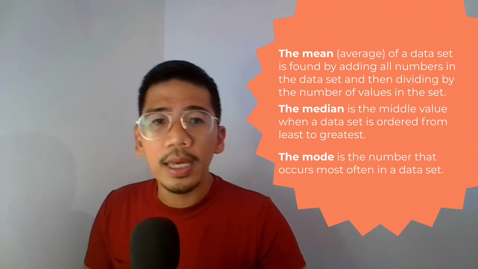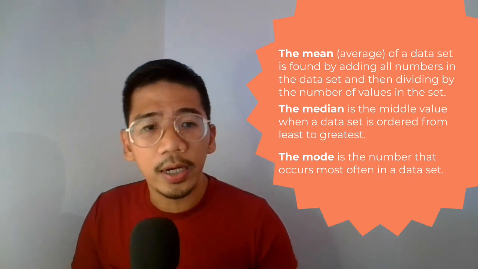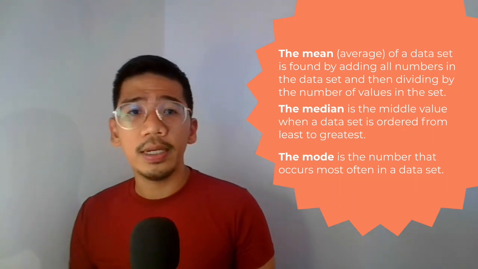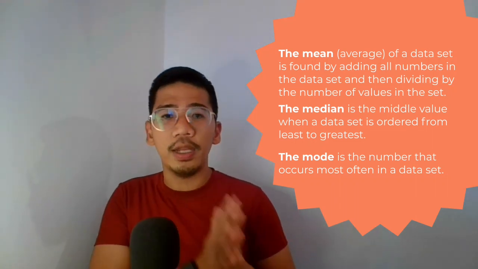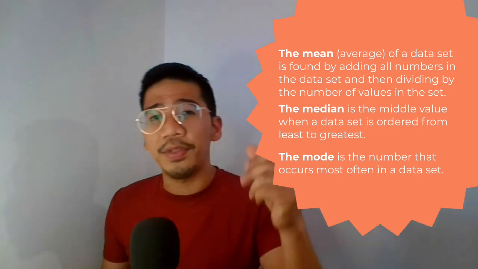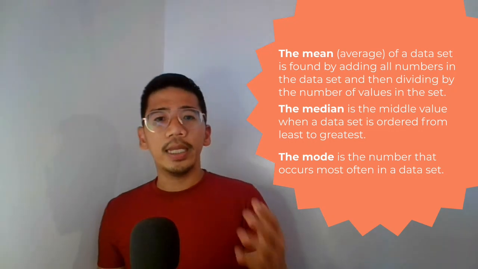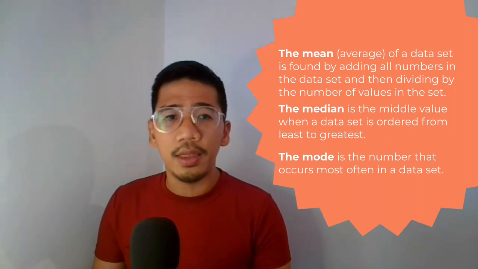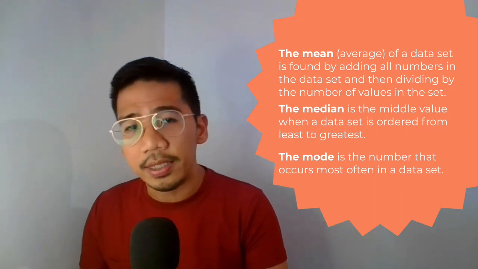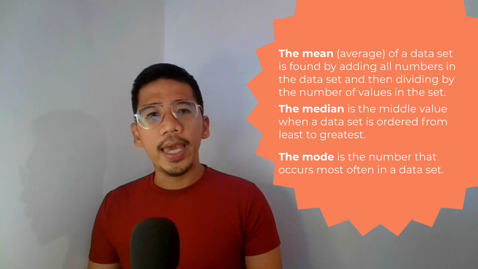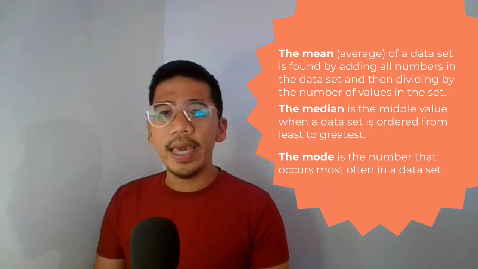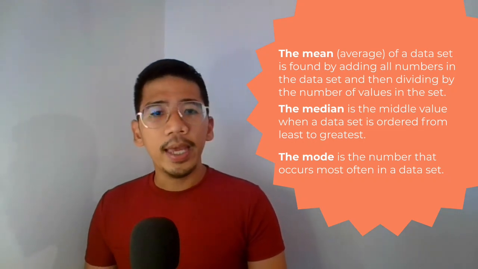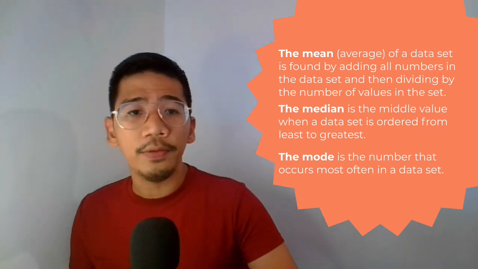The next thing that we have to talk about is the centers of distribution. More often we use three of these, or there are three types. We have the mean, or the average of a data set, and it's found by adding all numbers in the data set and then dividing by the number of values in the set. We also have the median, which is the middle value when a data set is ordered from least to greatest. And we have the mode, which is the number that occurs most often in a data set.